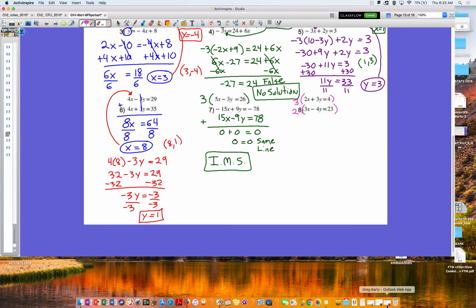But now here's the thing you have to be careful about. They're both now positive 6. And when you add 2 positives, they don't cancel. So you have to choose one of these to be negative.